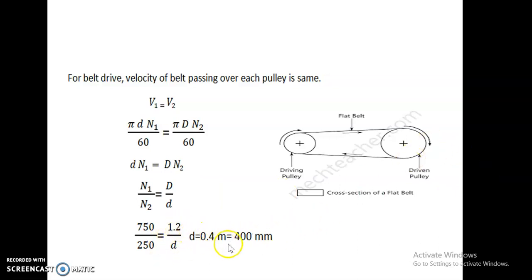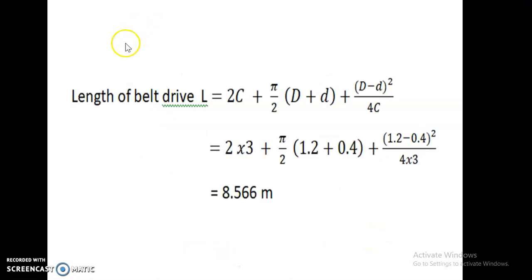So D equal to 0.4 meter, which is equal to 400 mm. So small d has been determined, which is 0.4 meter or 400 mm. This can be used to calculate the length of belt drive. So length of belt drive L equal to 2C plus pi by 2 into (D plus d) plus (D minus d) the whole square by 4C.